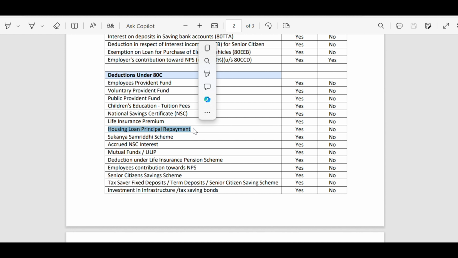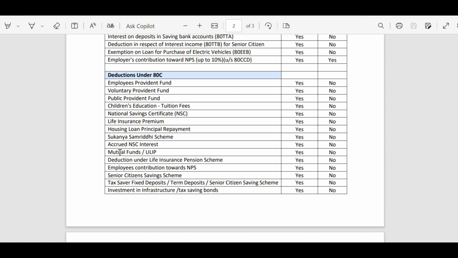As soon as you begin to pay your EMIs, the principal part of the housing loan can be claimed under section 80C only in the old tax regime. Sukanya Samriddhi scheme, if you have a girl child, you can go ahead and invest some amount of rupees and gain the exemption.